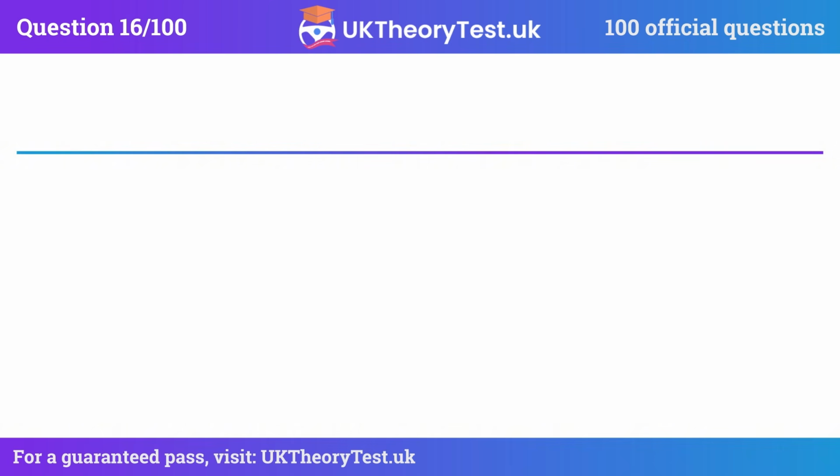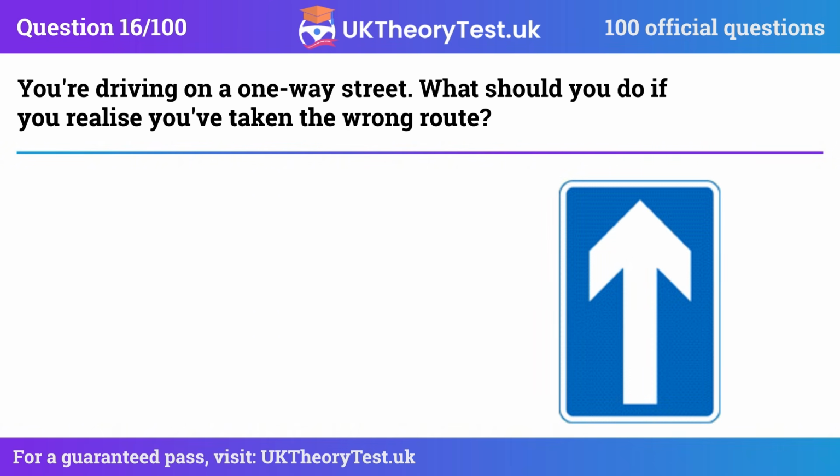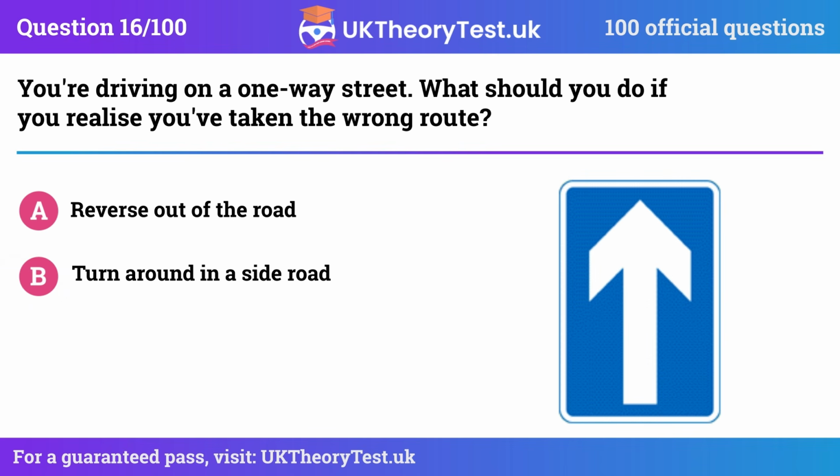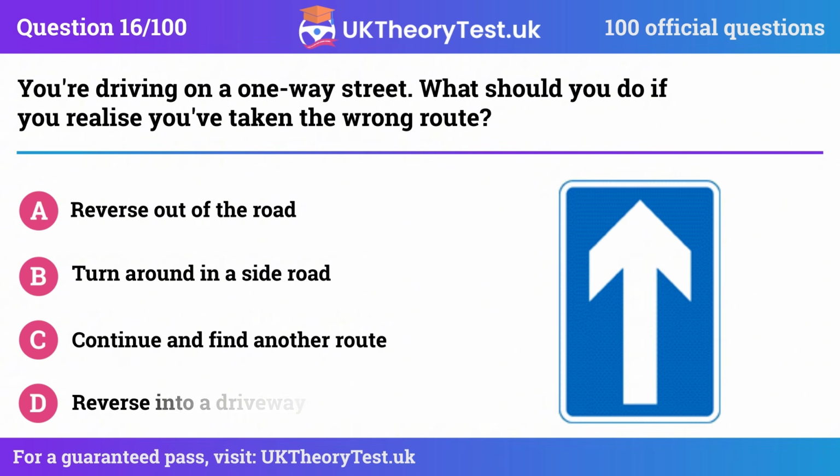Question 16. You're driving on a one-way street. What should you do if you realize you've taken the wrong route? A. Reverse out of the road. B. Turn around in a side road. C. Continue and find another route. D. Reverse into a driveway.